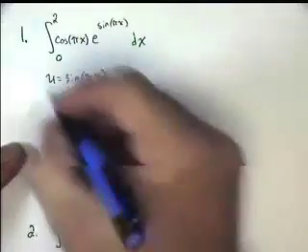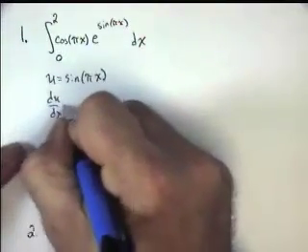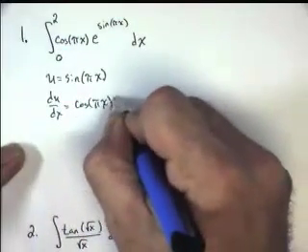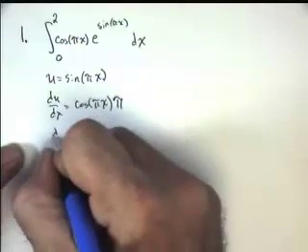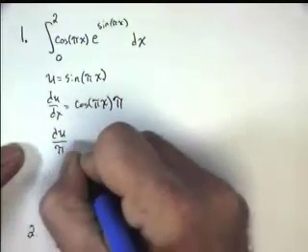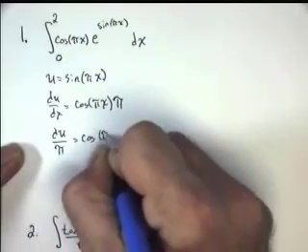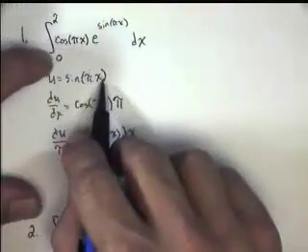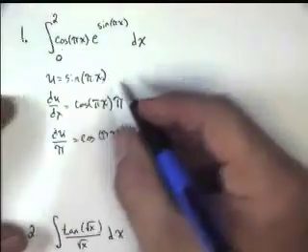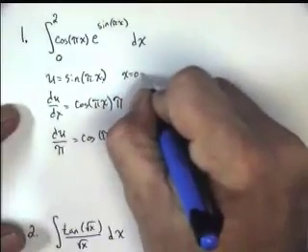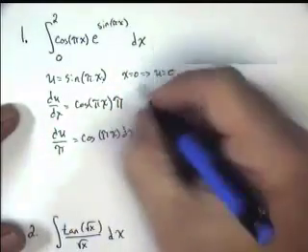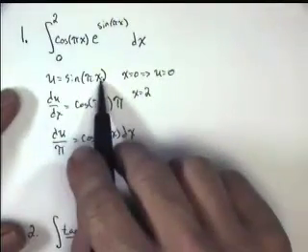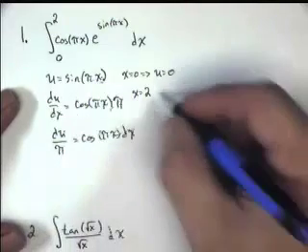Then the derivative of sine of pi x is cosine of pi x times the derivative of pi x, which is pi. That gives us du over pi is the cosine of pi x dx. When x is 0, pi times 0 is 0, sine of 0 is 0, so x equals 0 implies u is 0. When x equals 2, we have sine of 2 pi, and u is again 0.